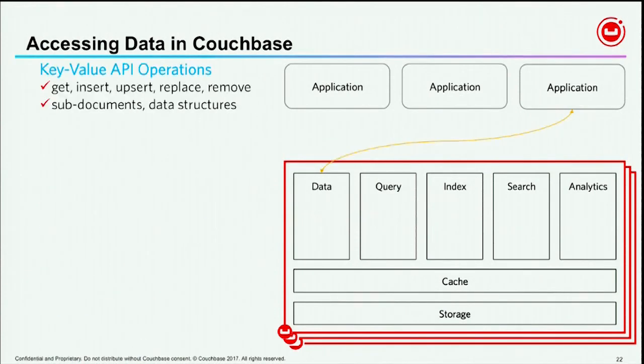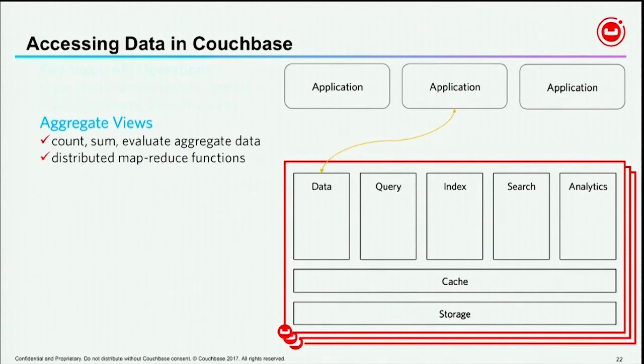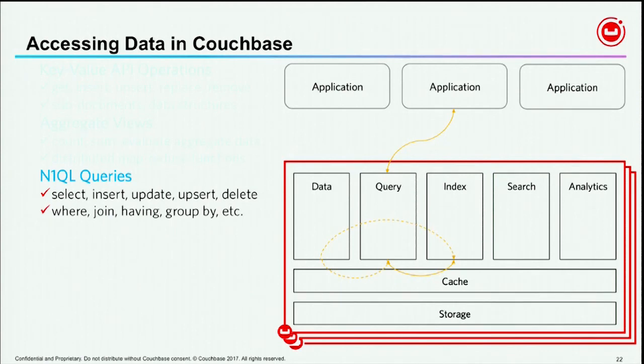So at one hand, you have your key value operations. This is when you know the primary key of the document that you're looking up, and you can build some or all of your application logic on top of that. That's also where we support MapReduce views, which are a way of aggregating data within Couchbase. There's also NCL queries. We're going to talk about NCL in just a minute, but this is our SQL-like query language that has been extended specifically for JSON.